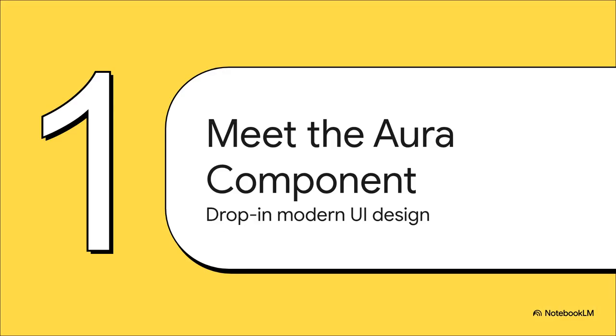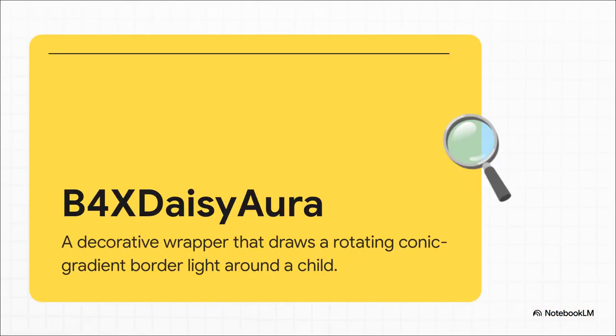All right, let's kick things off with section 1, meet the Aura component. This is your drop-in solution for modern UI design. So at its core, B4XDaisyAura is basically a decorative wrapper. It draws what looks like a rotating conic gradient, essentially a sweeping border light, around any child element you choose.